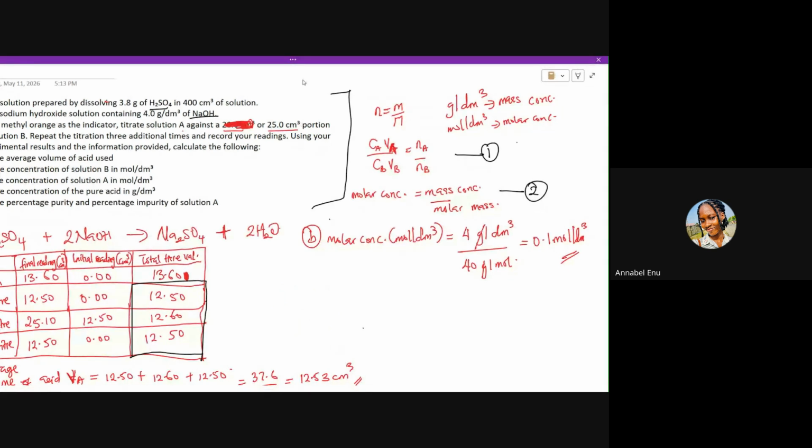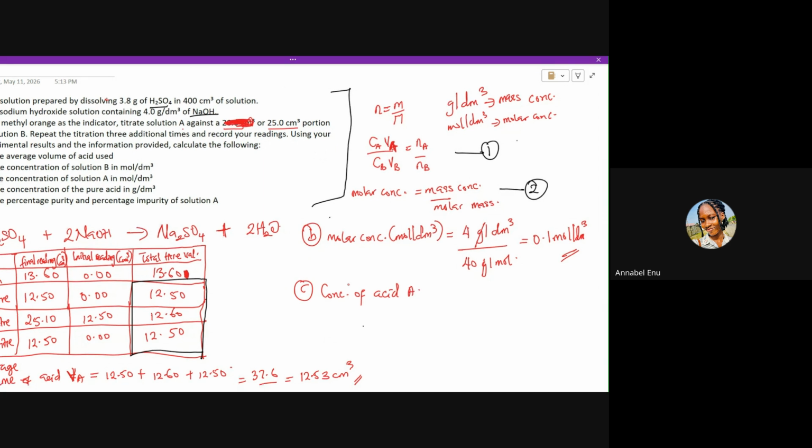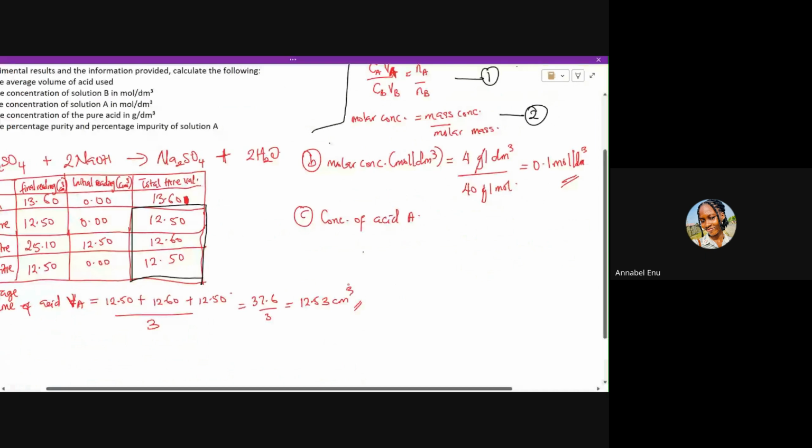Now our concentration of acid will be calculated like this. That is our C, right? C, concentration of acid A. Please be jotting down all these things. It's your WAEC questions for this year. So even though you don't see exactly this thing in your examination, you will see something close, so you have an idea of what's going on.